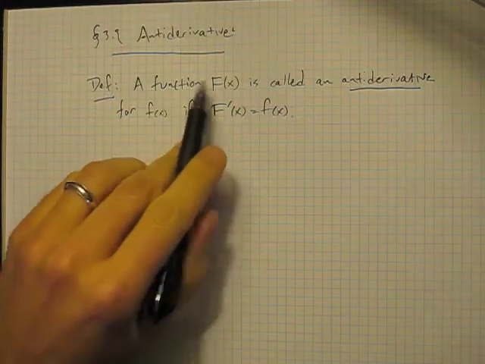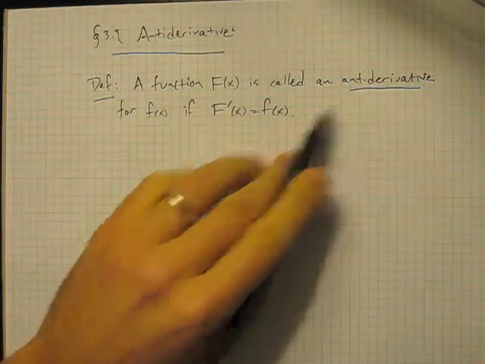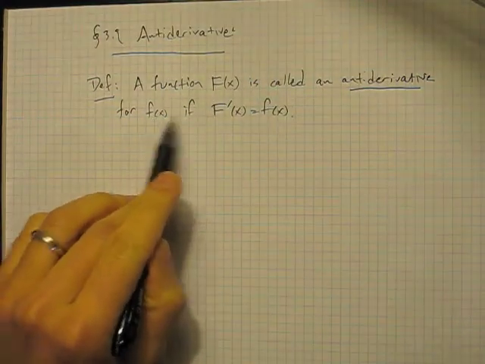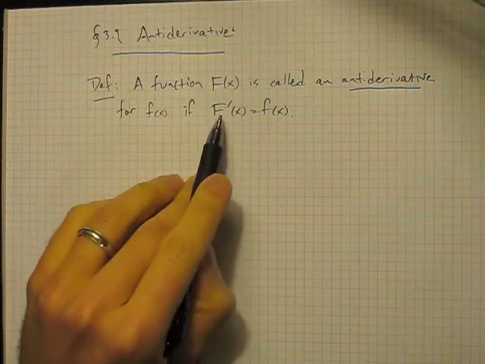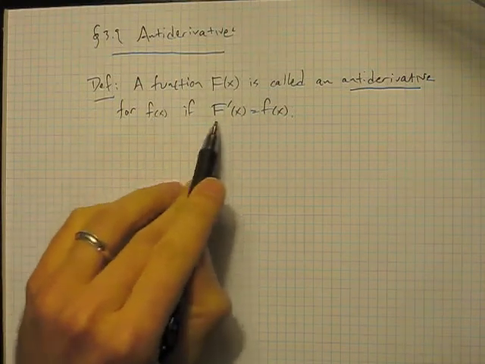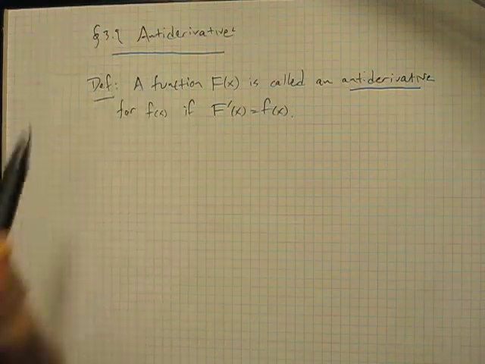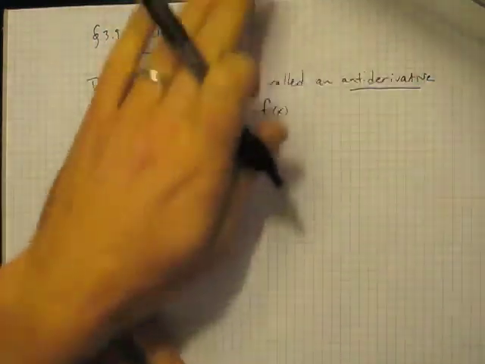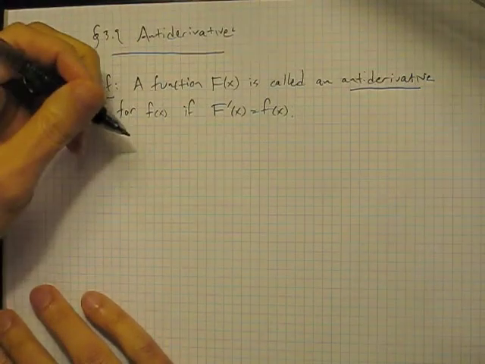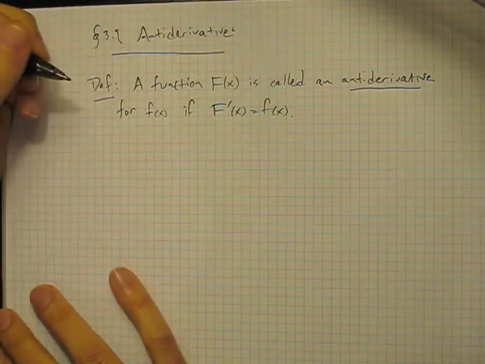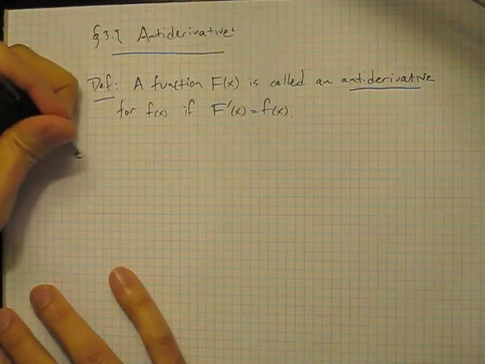Okay, so this function here is the antiderivative of this function here, because when you take the derivative of this function, you get that function. So it's sort of like the reverse of taking the derivative, which is why it's called an antiderivative, of course. So let's just think about this for a minute. Just some examples.